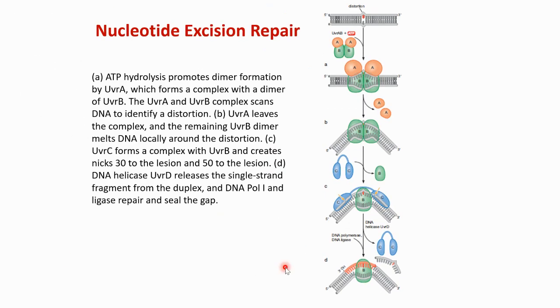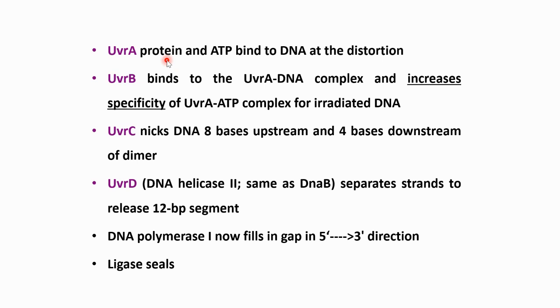Let us understand with one more slide. UvrA protein binds to the DNA at the distortion region. UvrB protein increases the specificity of the UvrA binding to the distortion region. Then UvrC protein nicks the DNA 8 bases upstream and 4 bases downstream of the thymine dimer. Then UvrD protein, which is a helicase enzyme, separates the strand of about 12 bases, and DNA polymerase first fills the gap by its 5' to 3' synthesis activity, and ligase then seals the gap. So this is the second repair mechanism known as nucleotide excision repair mechanism.